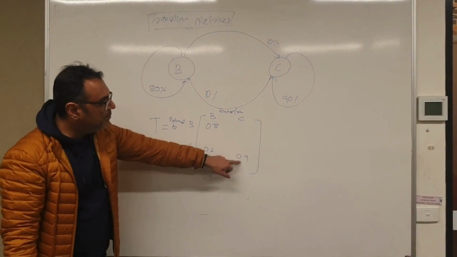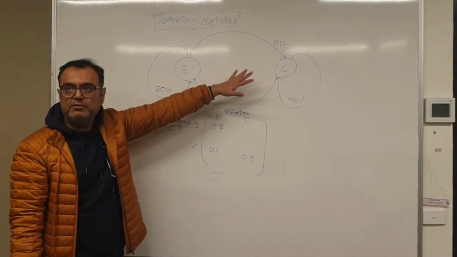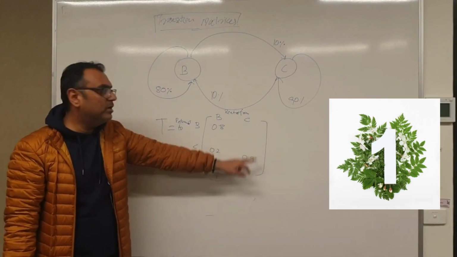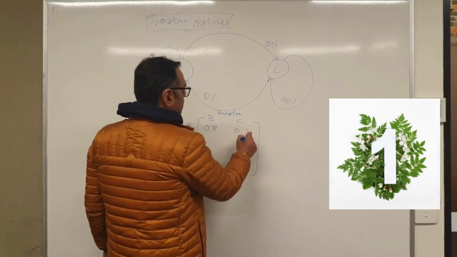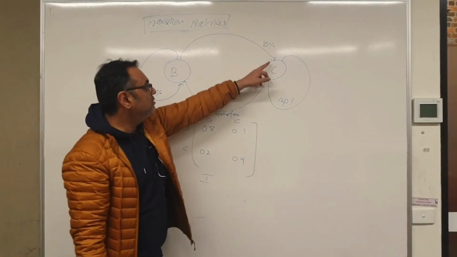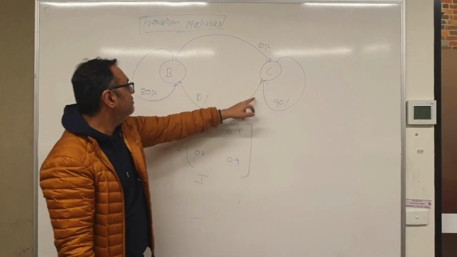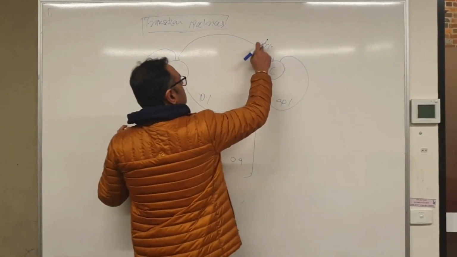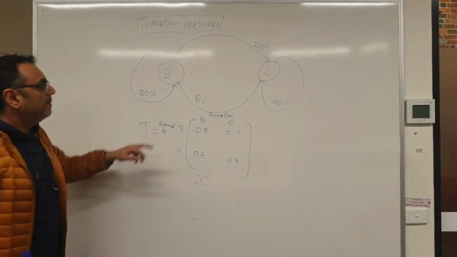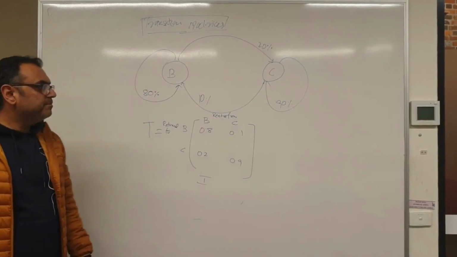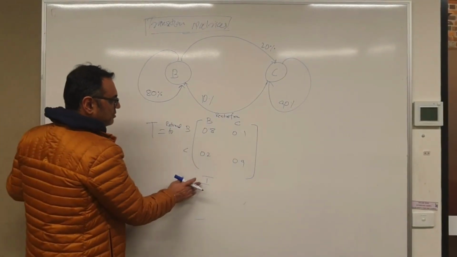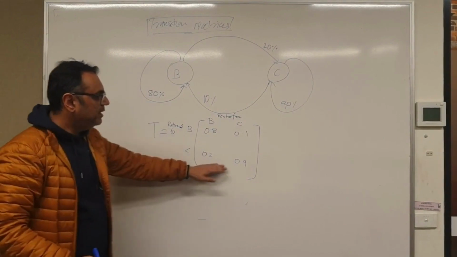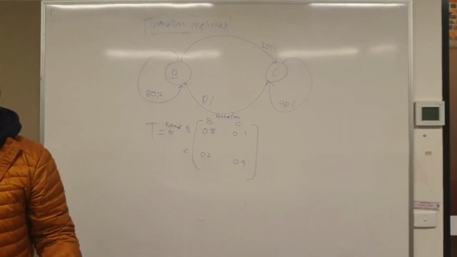When I know one number in my column, I don't even have to look at my transition diagram because I know it totals to 1. So this should be 0.1. Sorry, this was 20%, my bad. 10% here, right? So that's my transition matrix. My columns are adding up to 1.